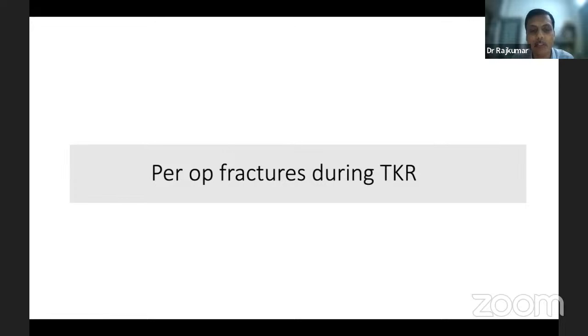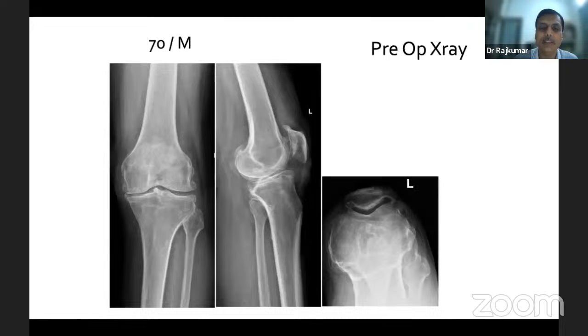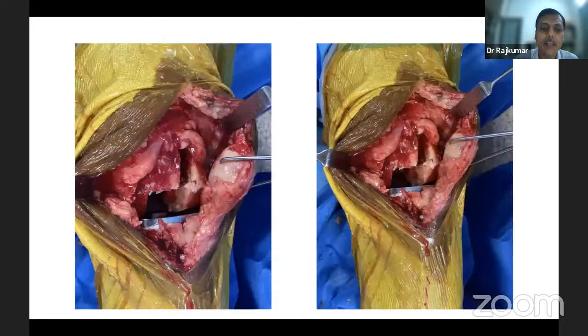The last section is the perioperative fracture. It may not be that common, but you have to be very careful, identify it and augment it. So how to identify? Again, look at this x-ray, stiff knee, and suddenly after the trial and after the tibial tray cementation was done, when forcibly flexing, this medial condyle opened out. Why did this open out? Later on, it was found out why.